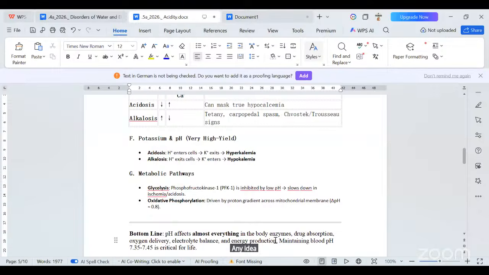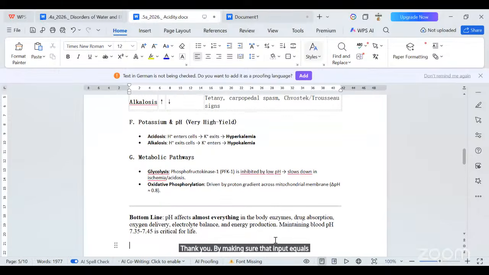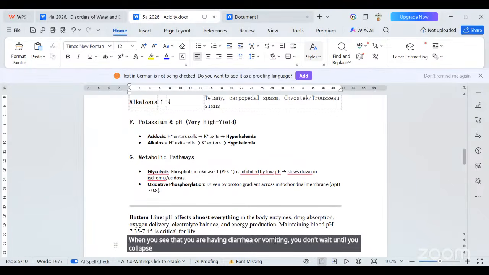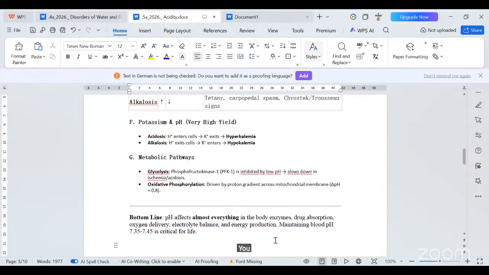By making sure that the electrolytes leaving the body are equal to the electrolytes coming in. Thank you. By making sure that input equals output. When you see that you are having diarrhea or vomiting, you don't wait until you collapse. You give yourself first aid, and you don't wait until things get out of hand before you start looking for what to do.